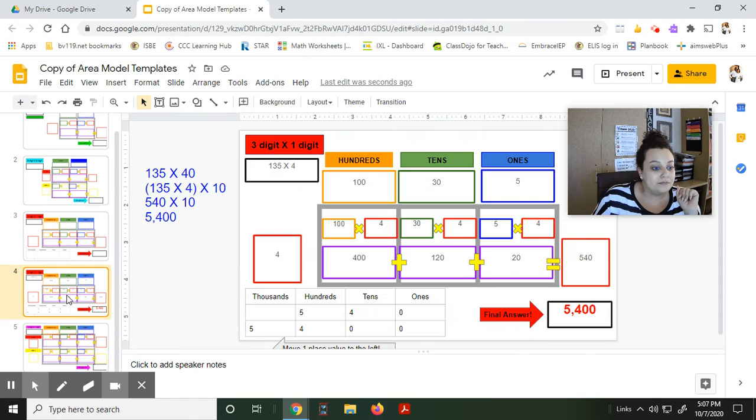But this is the one that you guys have been having to use the most, that 3 by 1 digit. So I hope that this helps. Ask your teachers for help. If you are completely lost, ask us for help. We want to help you. You guys can do this.